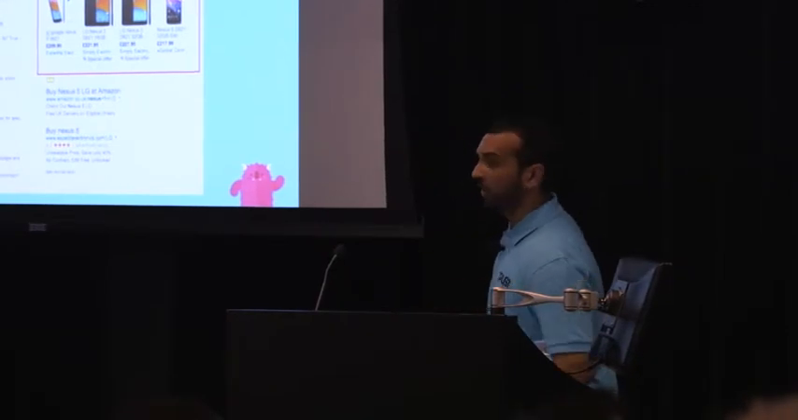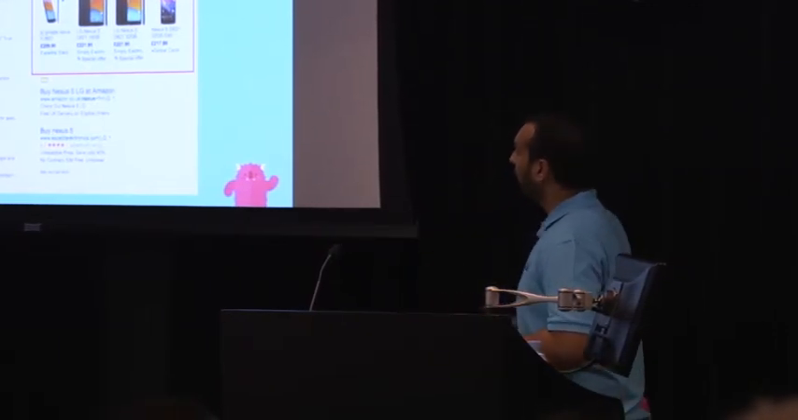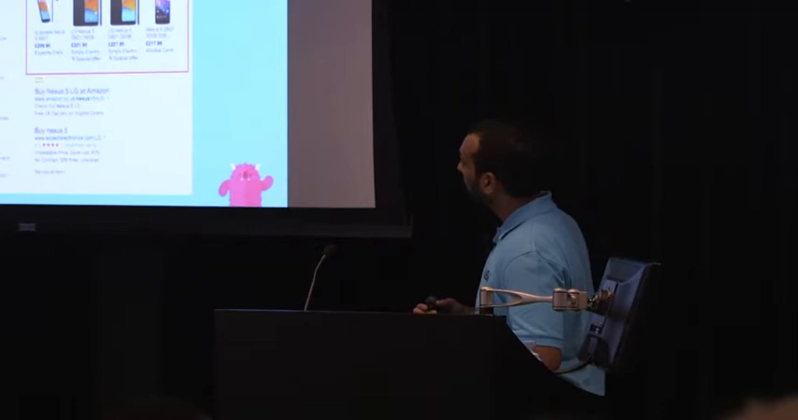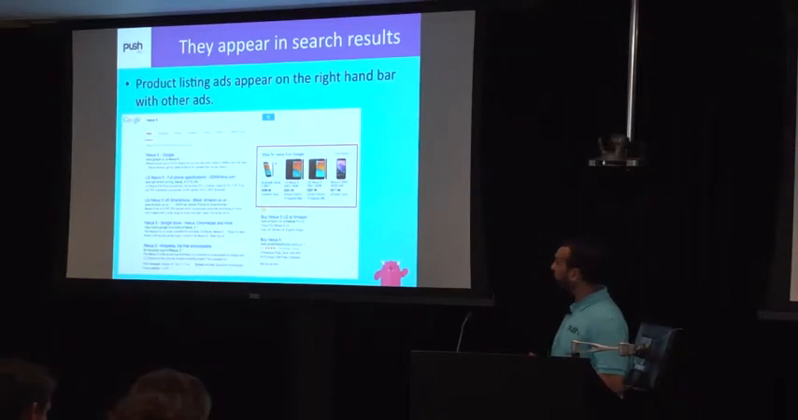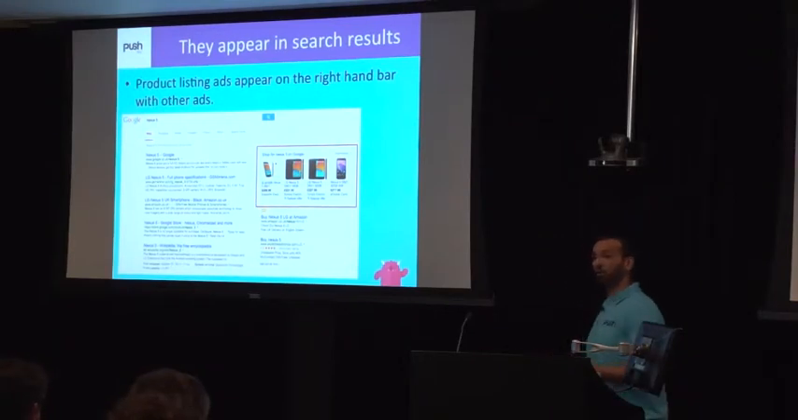So what you can see here is they're quite striking, they're quite prominent, and the type of detail you have in there exceeds what you may get in the text-based ad. So you've got a product image, you've got a title, you've got a price, and you've got the name of the actual business who is selling that item.